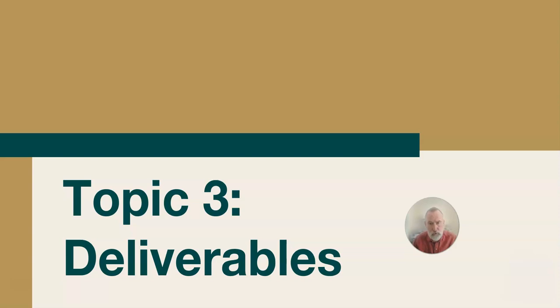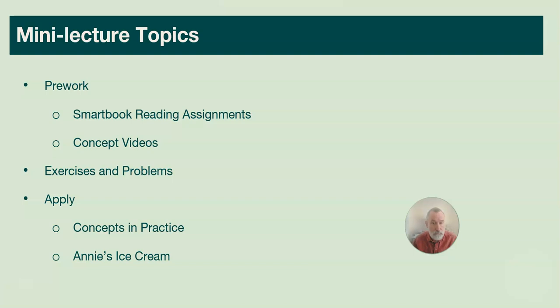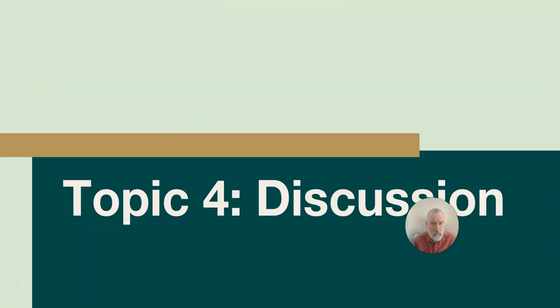Homework for Module 5. You begin by reading the SmartBook assignments for chapters 13 and 14 and your concept videos for reinforcement. Once you've completed them, you move into your homework, as you've done in previous modules. You'll have an opportunity to apply your knowledge once again with your concept and practice exercises in the ongoing simulation, Annie's Ice Cream. Now let's move on to the final piece of our module, the discussion.